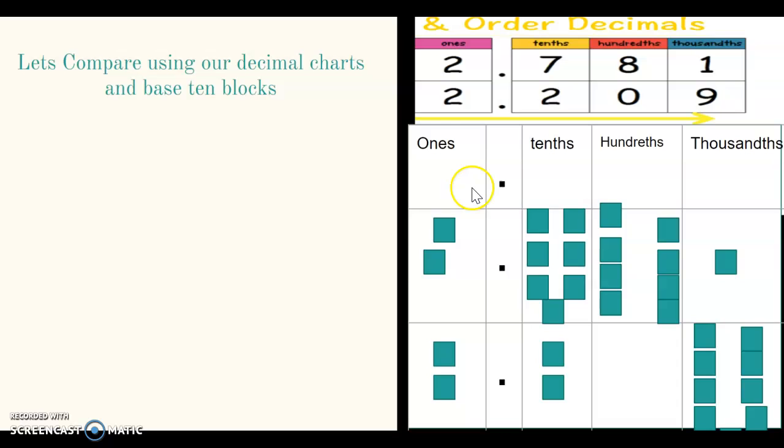In our ones place, we have 2 base 10 blocks for each number, our decimal point, and then we move to our tenths place where we have 7 base 10 blocks, and then 2 base 10 blocks. We can see by using these blocks that 7 is greater than 2. So 2.781 is greater than 2.209.